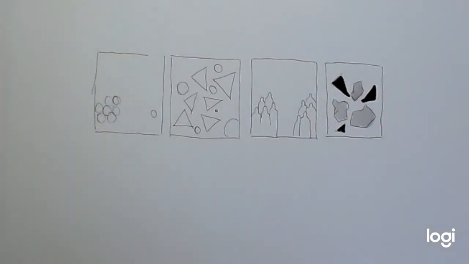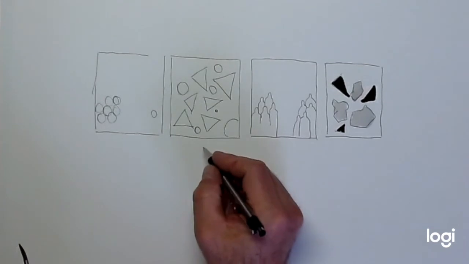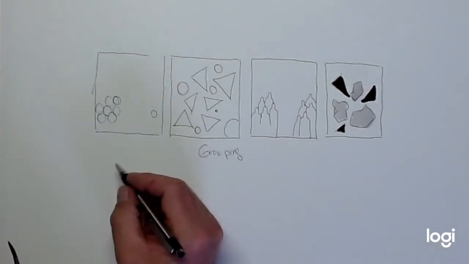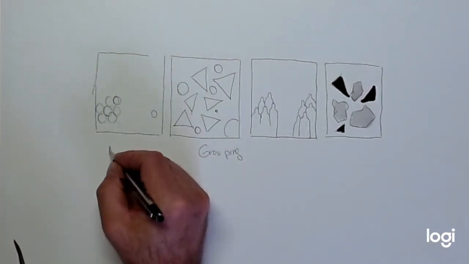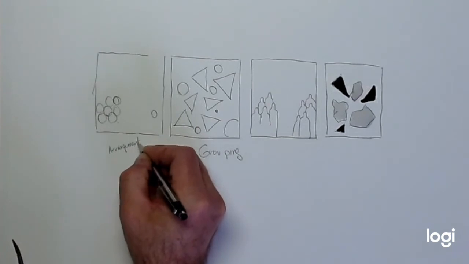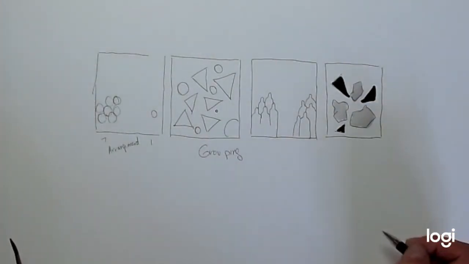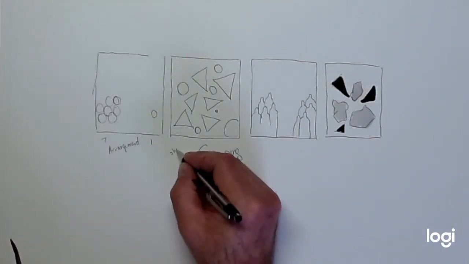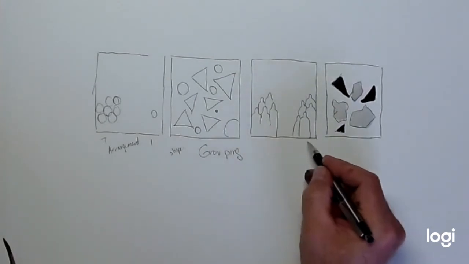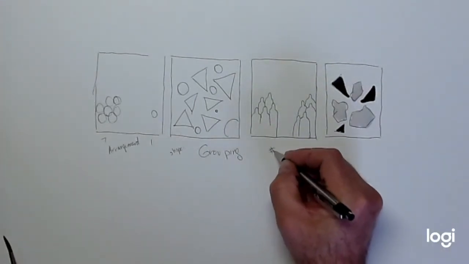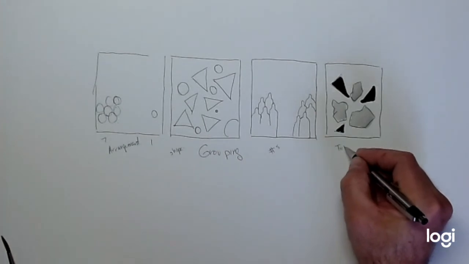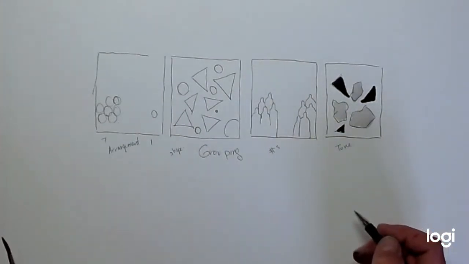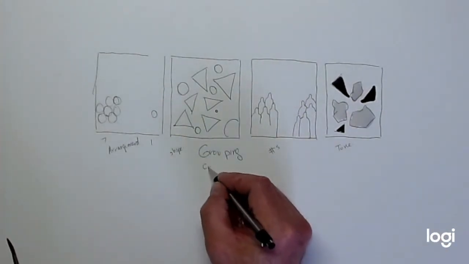Okay? So we can group by, here, this is grouping. And in this, we've grouped by arrangement. We have 1 against 7. Okay, over here, we've grouped by shape. Here, by numbers. And here, by tone. Okay? And what you end up in grouping, you end up falling back on the idea of contrast.